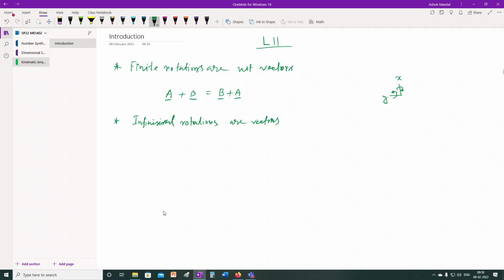Because in rotation, a very important quantity is angular velocity. We need to understand what angular velocity is. The angular velocity is the rate of change of orientation. The definition is rate of change of orientation.